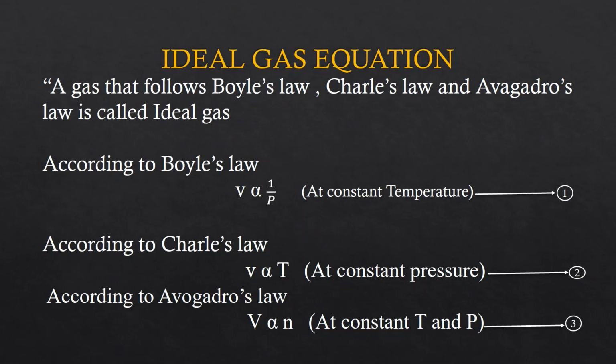Now we are going to understand the ideal gas equation. First, what is an ideal gas? A gas that follows Boyle's Law, Charles' Law and Avogadro's Law is called an ideal gas. According to Boyle's Law, V is directly proportional to 1 by P at constant temperature. According to Charles' Law, V is directly proportional to capital T at constant pressure. According to Avogadro's Law, V is directly proportional to n at constant temperature and pressure.